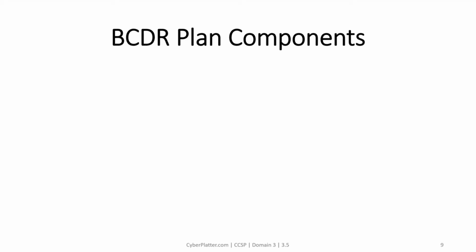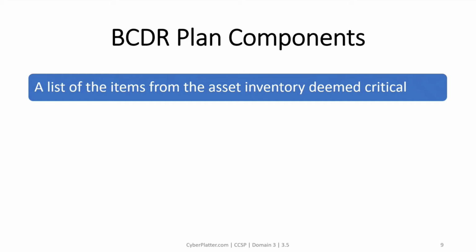Because the two categories of documentation differ so widely in content and purpose, they can often be included in the plan as appendices or attachments, and these can be referenced for the purpose of describing how and when each will be used. Let's discuss some of the items that should be included in the plan. The first is a list of the items from the asset inventory deemed critical. This should include necessary hardware, software, and media, including versioning data and applicable patches.